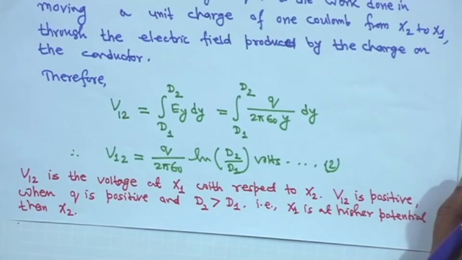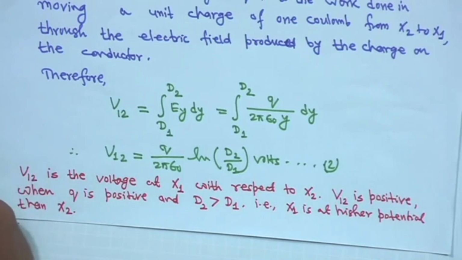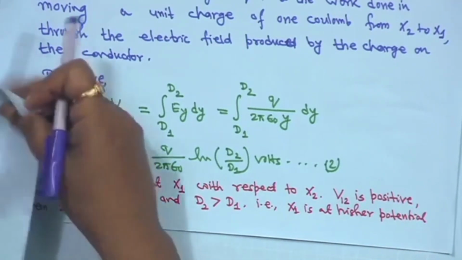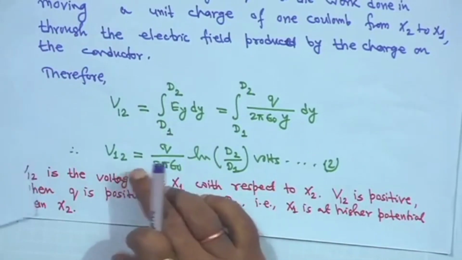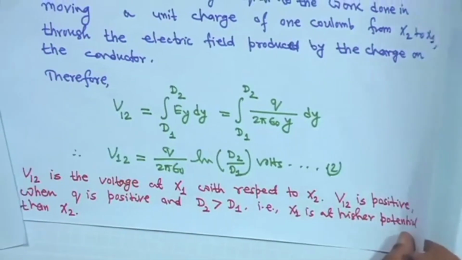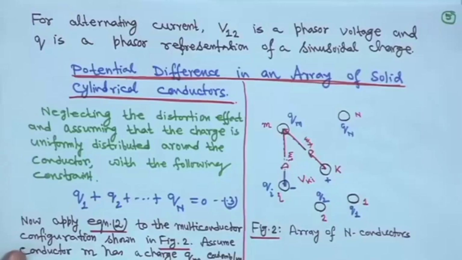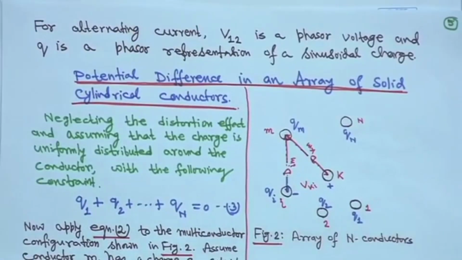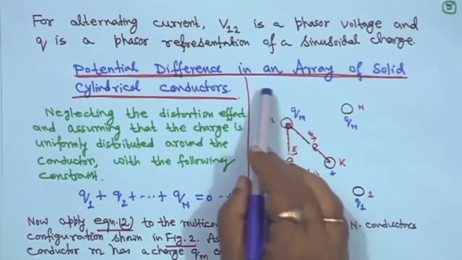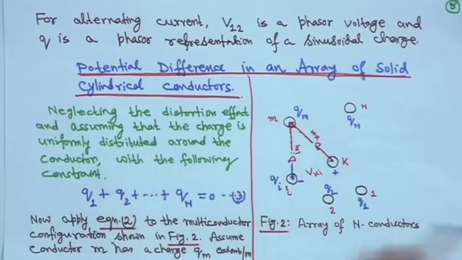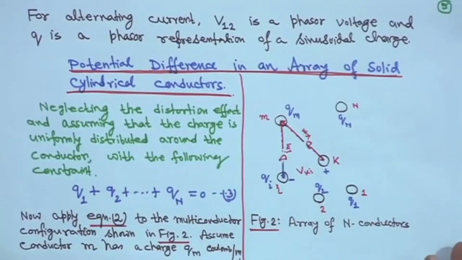So that is your potential, your voltage, because this voltage is necessary for us to find the capacitance. For alternating current, V12 is a phasor voltage and q is a phasor representation of a sinusoidal charge. Now, the potential difference in an array of solid cylindrical conductors.